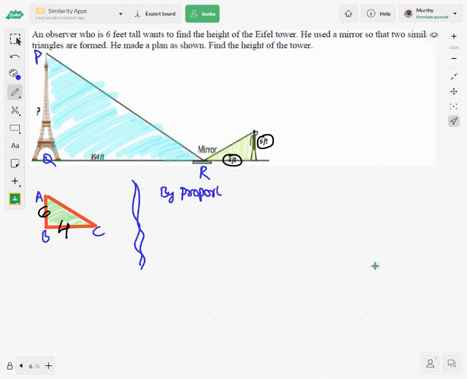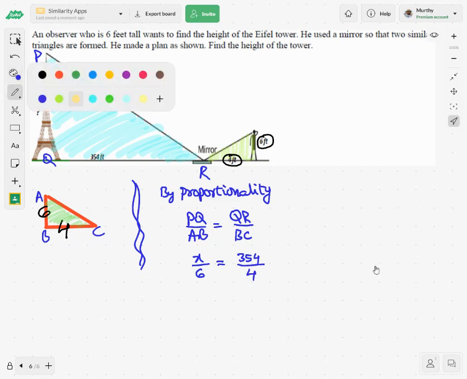So by proportionality, the vertical line of the large triangle, which is PQ, over the vertical line of the small triangle equals the horizontal line of the large triangle, which is QR, over the horizontal line of the small triangle. Now just plug in the values. I see that PQ is not given. AB is 6 feet, and QR is given 354 feet, over BC is 4 feet.